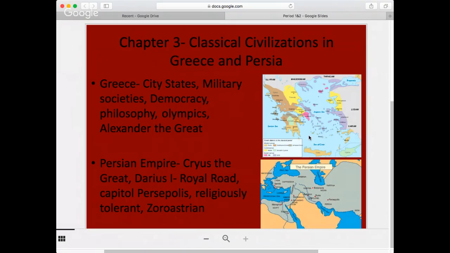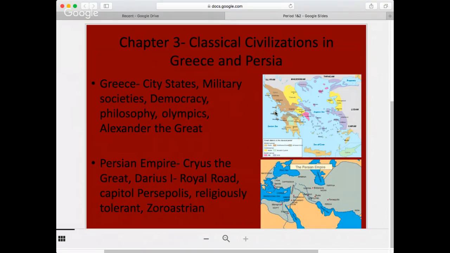They called these polis. And they had different types of societies in all these city-states. Some of them were military societies. Some of them were democracies. Some of them were really based on philosophy. The ones we talked about in class were Sparta and Athens, Sparta being really military-based and Athens having our first democracy. And we talked about all the different philosophy in ancient Greece, like Aristotle, etc.